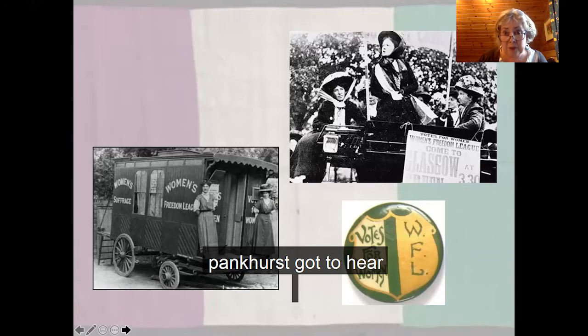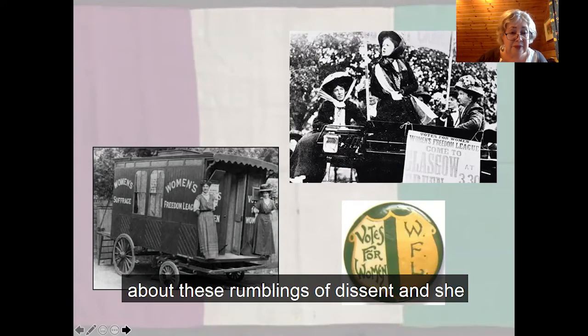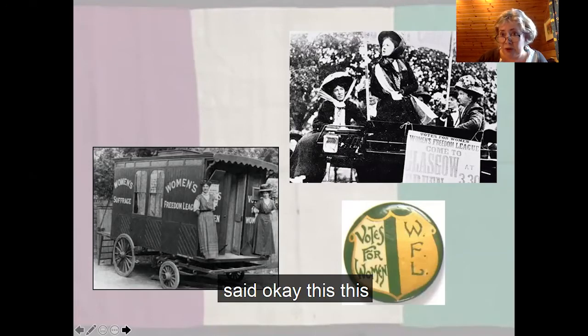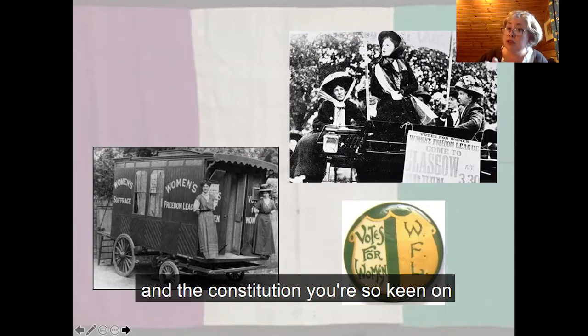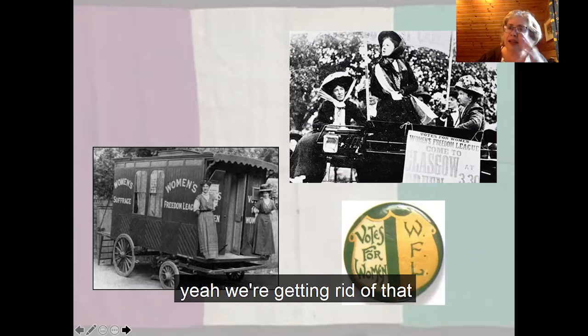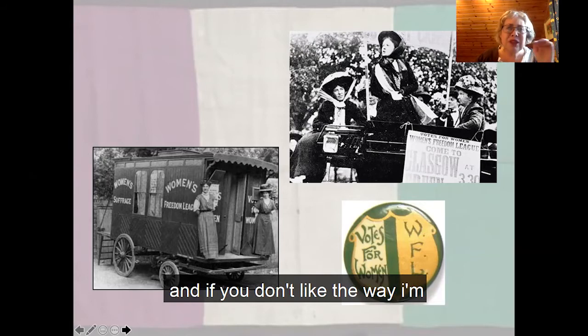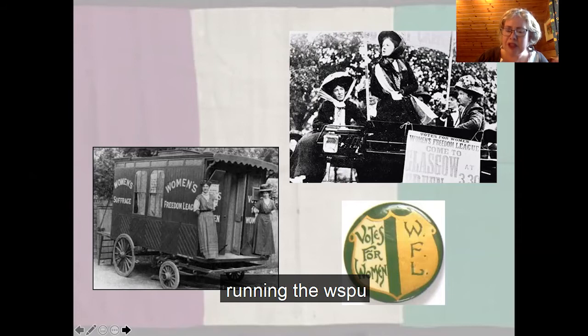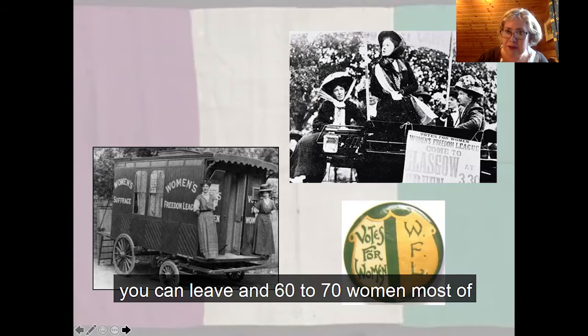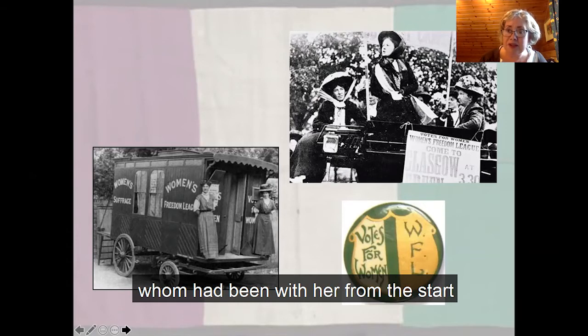Well, Mrs. Pankhurst got to hear about these rumblings of dissent. And she said, okay, this conference that you want to do these things at, cancelled. And the Constitution you're so keen on? Yeah, we're getting rid of that. And if you don't like the way I'm running the WSPU, you can leave. And 60 to 70 women, most of whom had been with her from the start, they did leave.